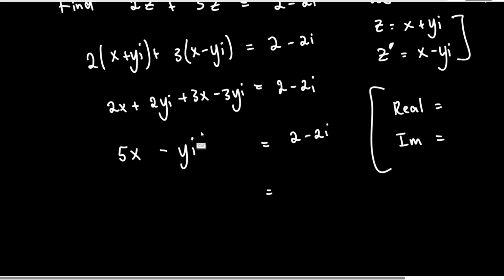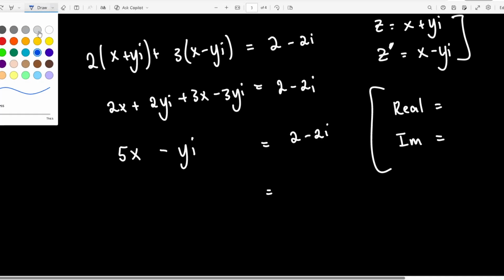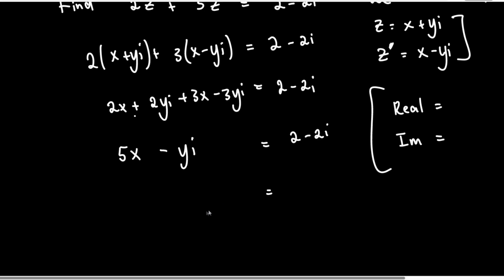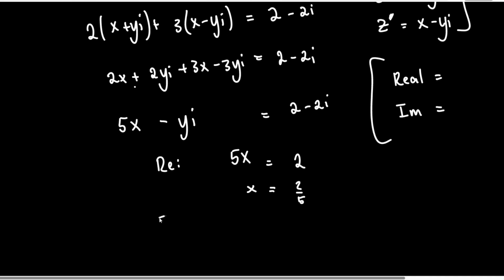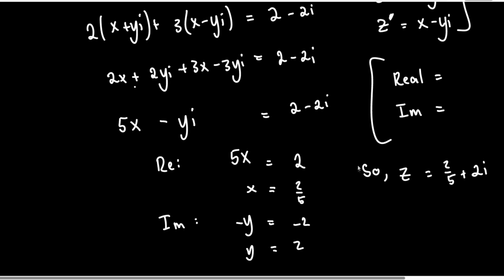There's a particular reason we do this: so we can find our final answer in the Cartesian form. Let me show you. The real part is 5x equals 2, and if I solve for x, I get x is equal to 2 over 5. The imaginary part is negative y equals negative 2, so y is 2. That means z is going to be, the real part 2 over 5 plus the imaginary part 2, and I just add my i back into the equation, and there's your final answer.